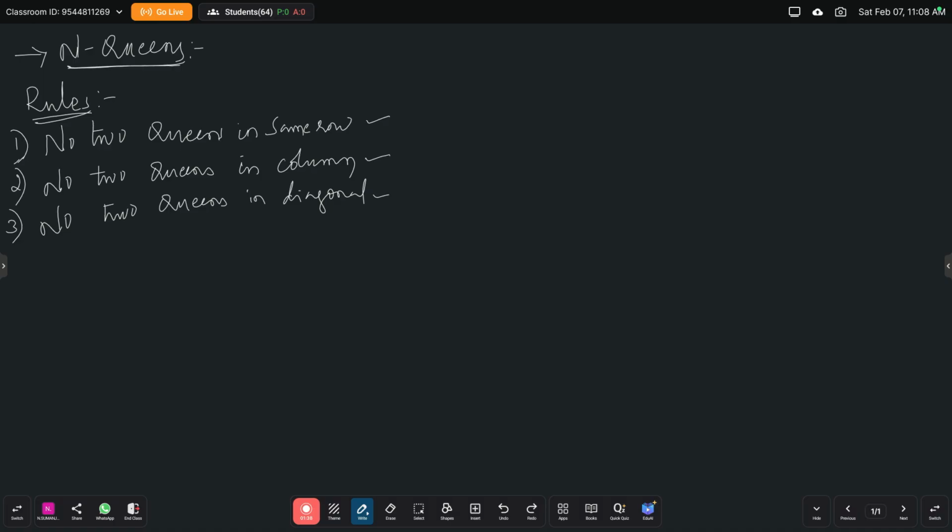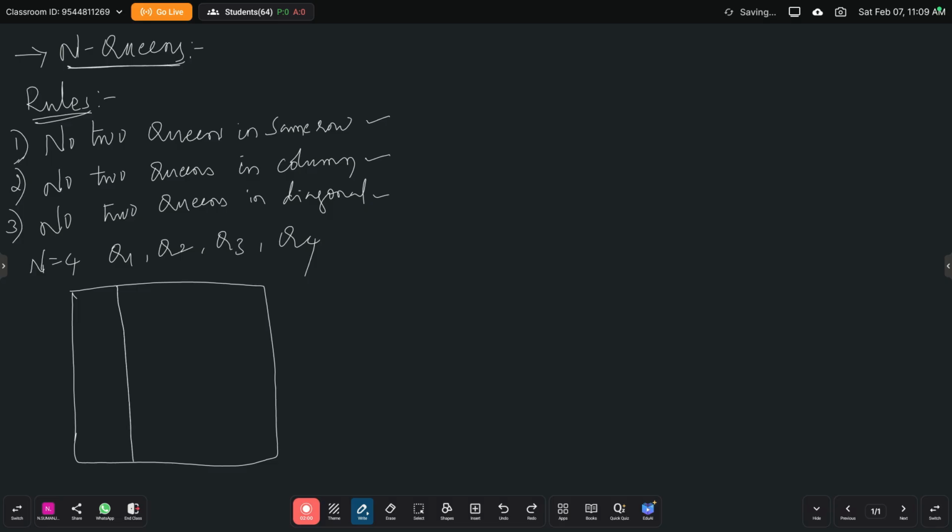So now our n value is 4. So we have to solve 4 queens. Those 4 queens we have to place in a 4 into 4 chessboard. 4 queens, namely q1, q2, q3, and q4. The chessboard is numbered as 0th column, first column, second column, and third column, and 0th row, first row, second row, and third row.